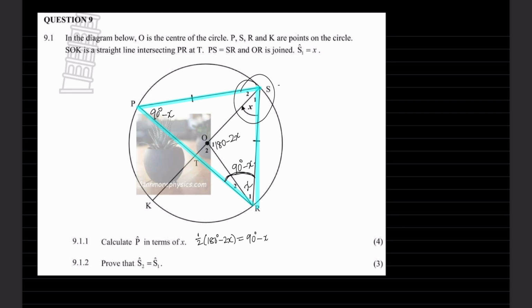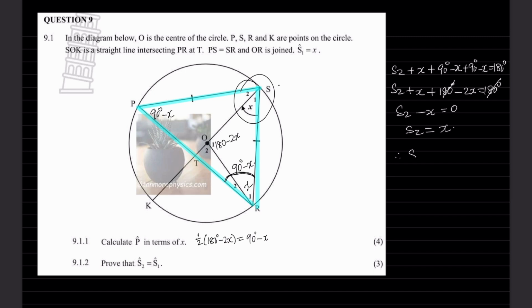So let's do that. So we'll start by saying that S2 plus S1, which is x, plus 90 minus x plus 90 minus x equals 180, because that's a triangle. So S2 plus x plus 180 minus 2x equals 180. The 180 will cancel. S2 minus x equals 0. That means S2 is equal to x. And therefore, we've shown that S1 is equal to S2.